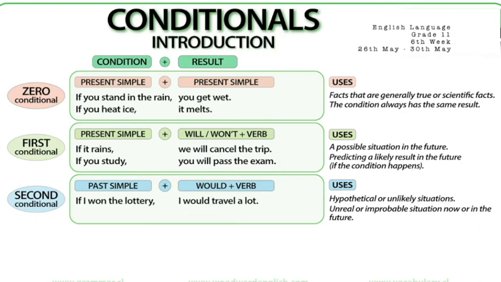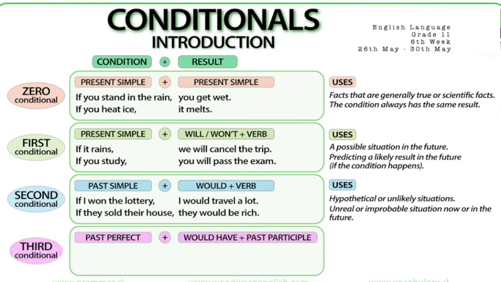The third conditional. This involves the past perfect plus would have plus the past participle. This is used when a person is imagining a different past, an imaginary situation that did not happen in the past. For example, if you had studied, you would have passed the exam. I imagine that if you had done this in the past, the result would have been different.